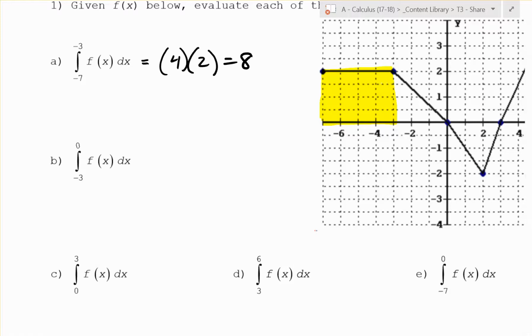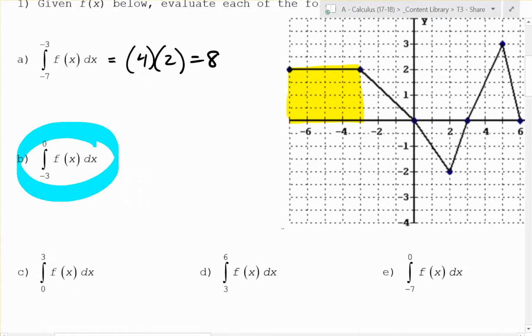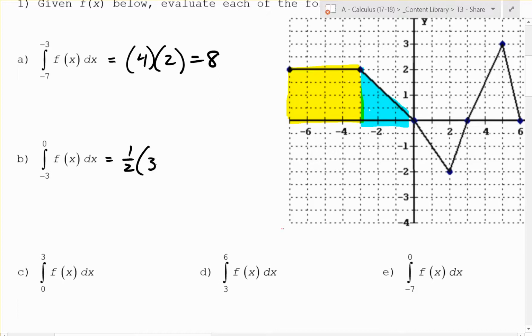What about our next one right here from -3 to 0? That's going to be this one right there. And that's a triangle, so that's going to be 1/2 base times height. The base is 3, and the height is 2 in this case, so it's 6 times a half, which is 3.